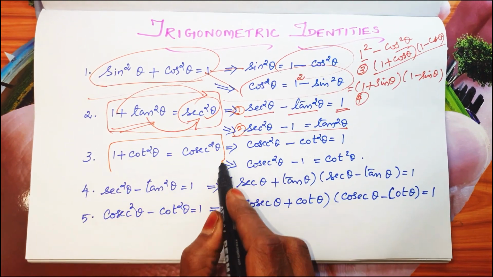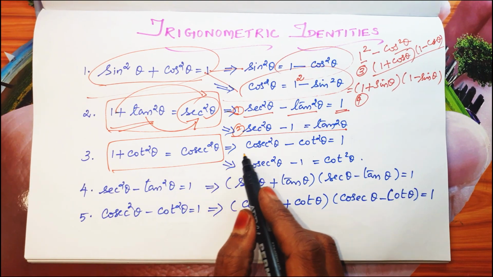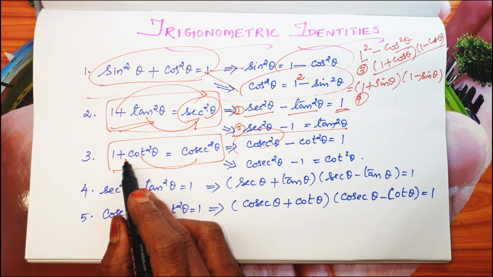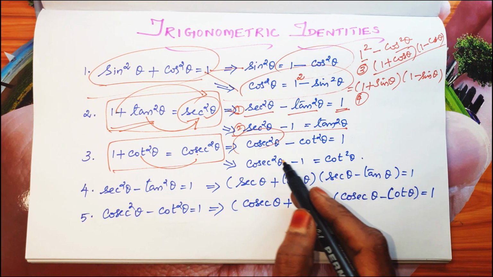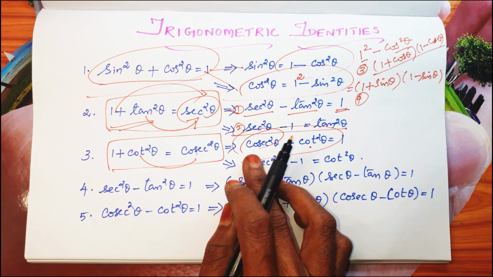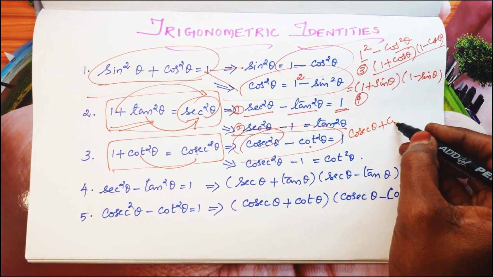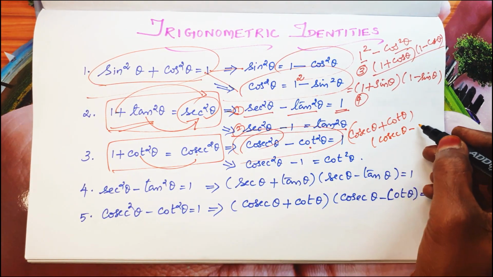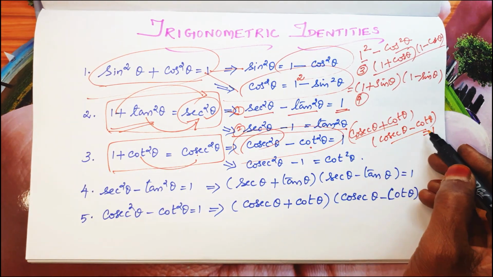Now come to the third one: 1 plus cot square theta equal to cosecant square theta. So cosecant square theta minus cot squared is equal to 1, or cosecant square theta minus 1 equal to cot square theta. This also can be written as cosecant squared minus cot squared, that is a squared minus b squared. So it is cosecant theta plus cot theta into cosecant theta minus cot theta equal to 1, a plus b into a minus b formula.